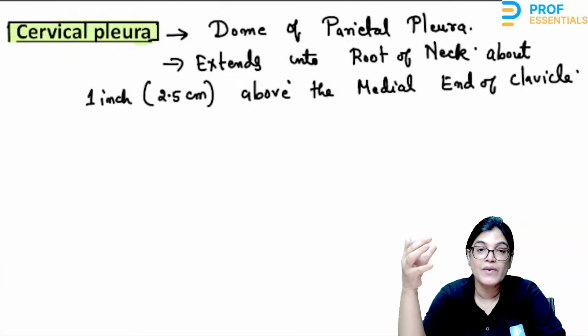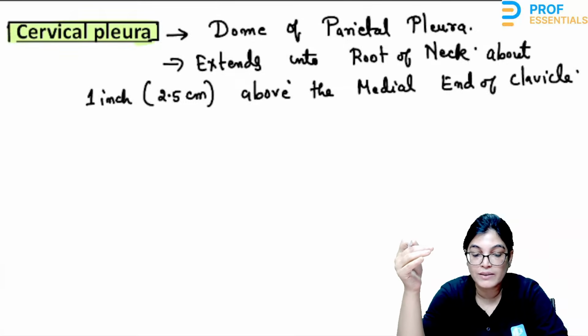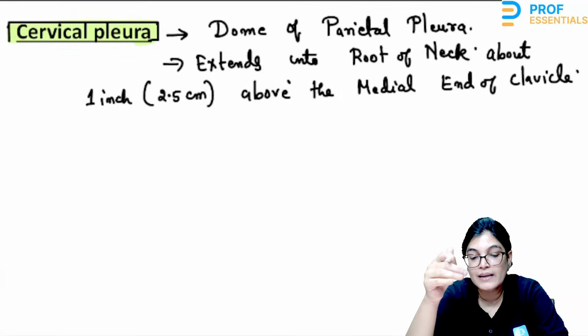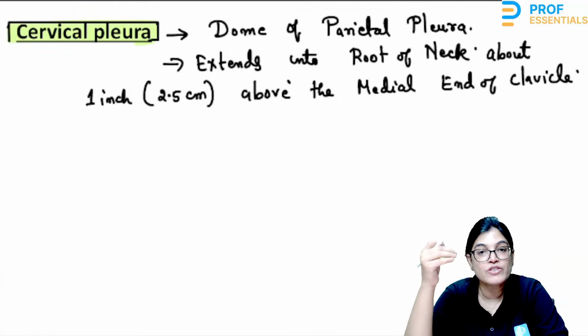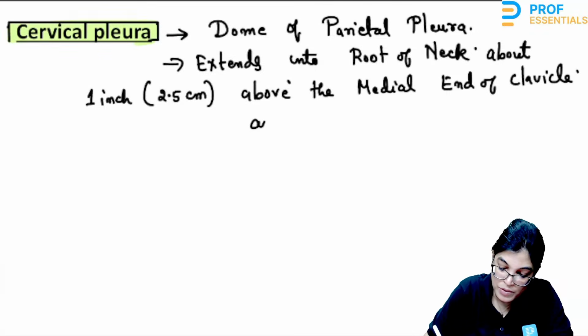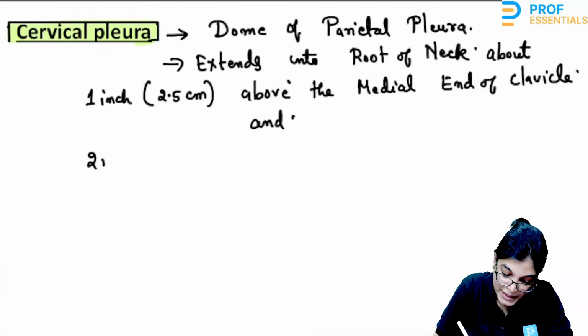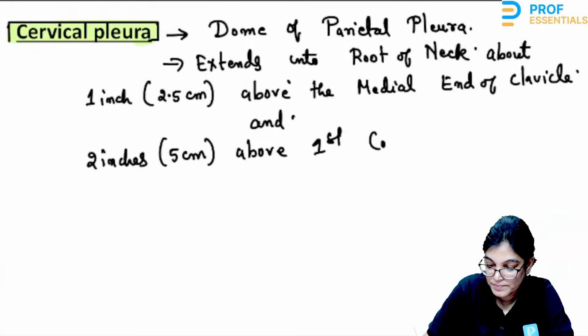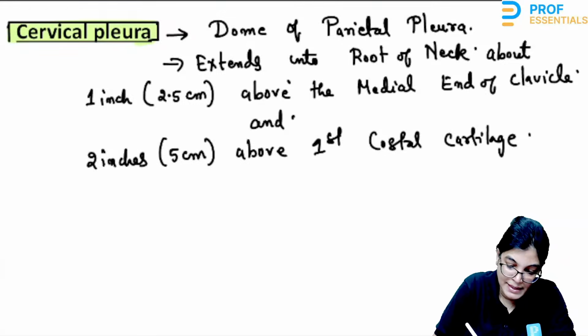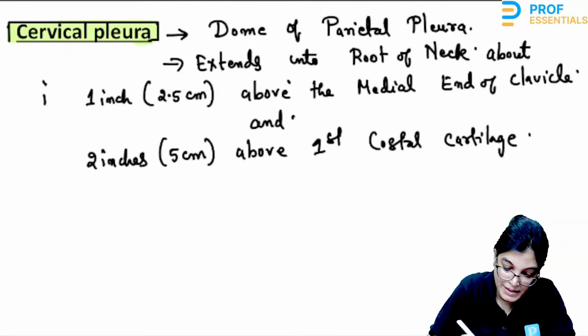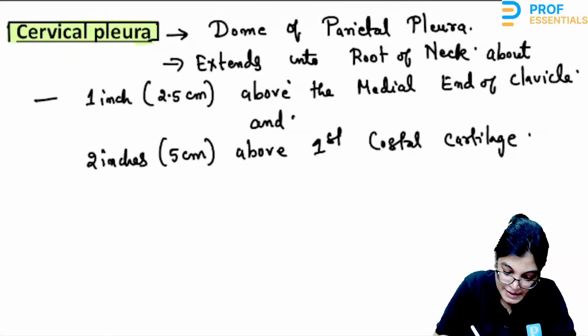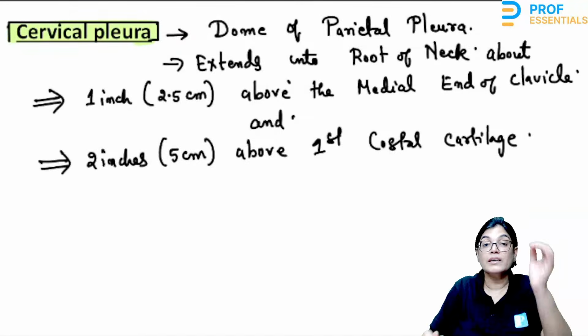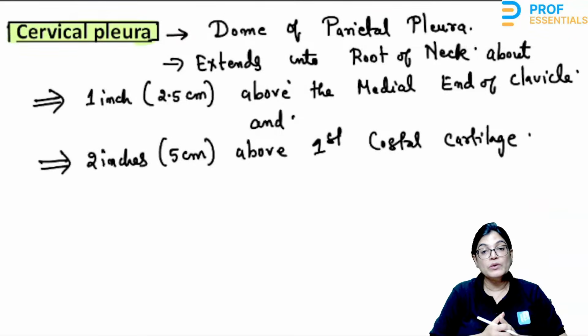So the location of the cervical pleura is 1 inch above the medial end of the clavicle, and approximately 2 inches, that is 5 centimeters, above the first costal cartilage. Why is this important? Because when any anesthetic needle is penetrated, it should not lead to the injury of the pleura of the lung.